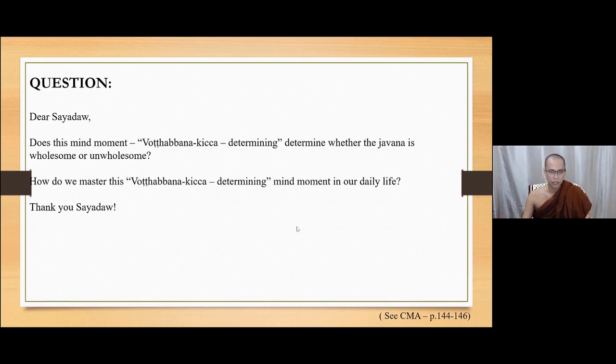Whether it is to be wholesome or unwholesome depends on keeping yoniso manasikara, wise attention, and ayoniso manasikara, unwise attention. As you know, in this lesson I already mentioned, according to Lady Sayadaw, the Javana process is determined by attention. Wise attention conditions wholesome Javana, and unwise attention conditions unwholesome Javana.